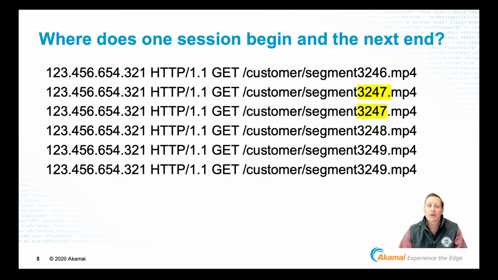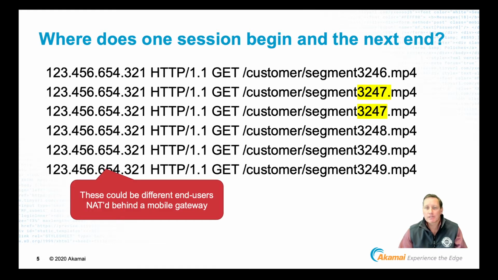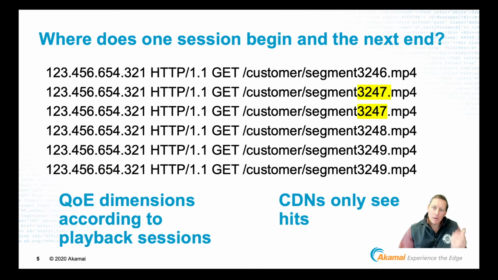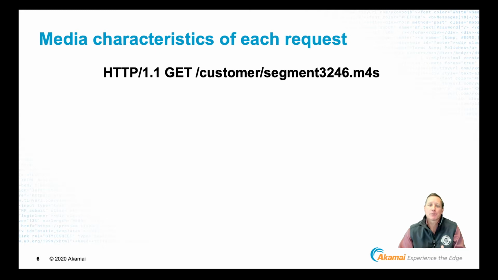For example, if we see these log lines all coming in with the same client IP and the request for a media segment, I don't know if these ones over here are different clients that are NATed behind a mobile gateway, or in fact it's the same client that is falsely requesting segment 47 twice. We can't tell. On the QoE side, in other words, on the player metric side, you dimension or you slice your data according to playback sessions. I start playing a certain video, I end playing it. But on the CDN side, we only see hits, independent requests for binary objects, and it's somewhat disconnected from the notion of media. For example, here might be a CDN log line requesting segment 3246.m4s.